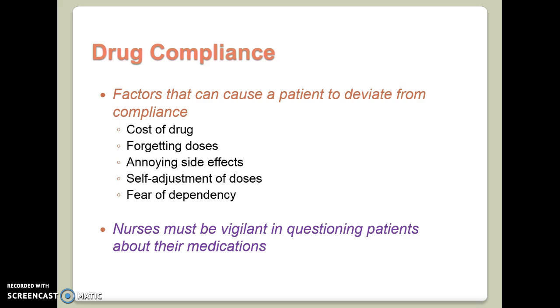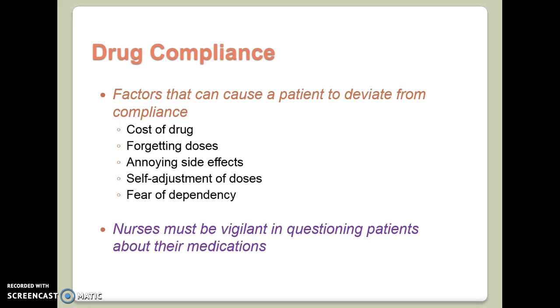Forgetting doses. When you have multiple doses of medications or they're multiple times a day, oftentimes it's difficult to remember to take your medications. Annoying side effects. Some patients will stop taking a medication because they don't like the way it makes them feel. Patients will self-adjust doses. Sometimes nurses are their worst enemies with this, where they self-adjust their medications. Or a fear of dependency. Some patients who are so afraid of becoming addicted to a medication may stop taking it before they're actually ready.